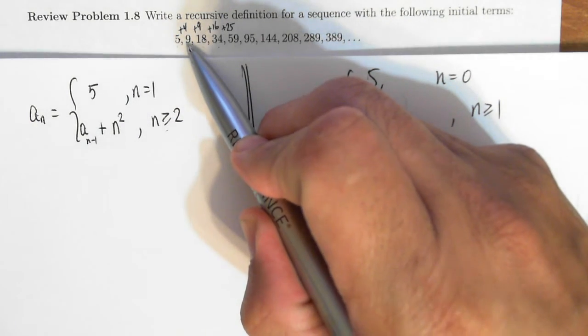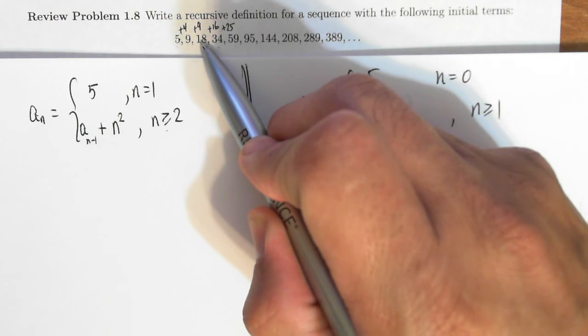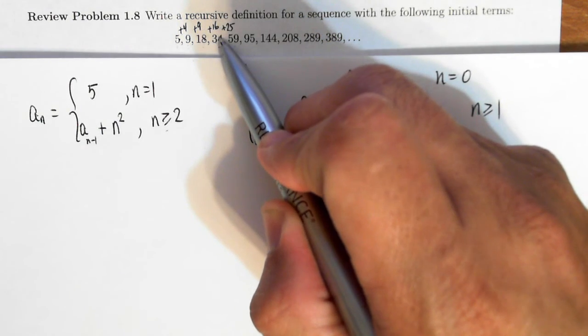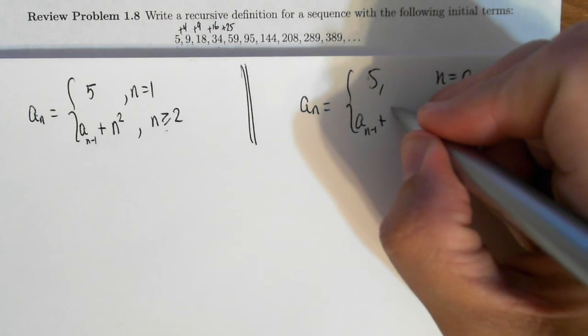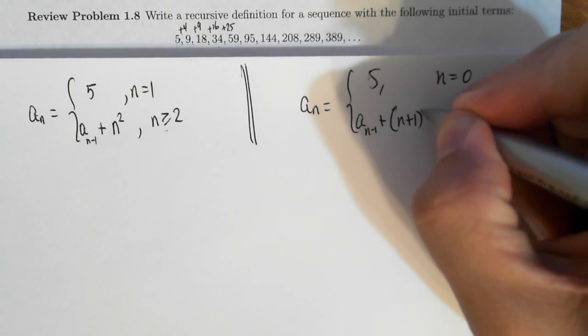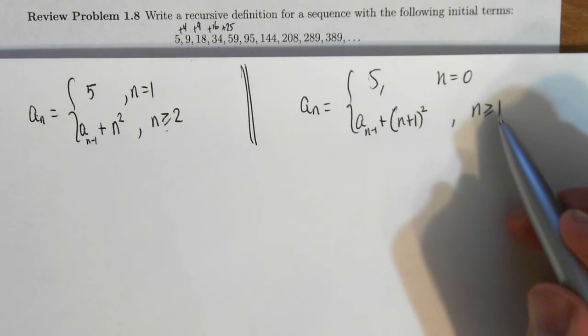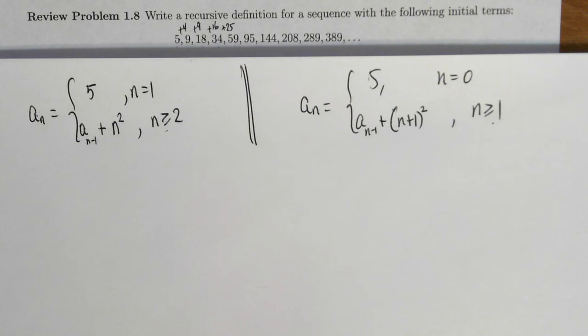Now, if that's the 1 term, I'm adding 2 squared. If it's the 2 term, I'm adding 3 squared. If it's the 3 term, I'm adding 4 squared. And so the pattern would be adding (n plus 1) squared for terms n greater than or equal to 1.